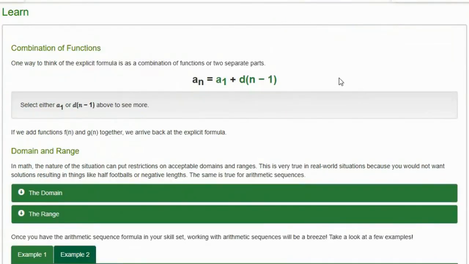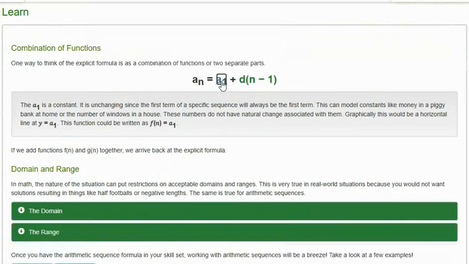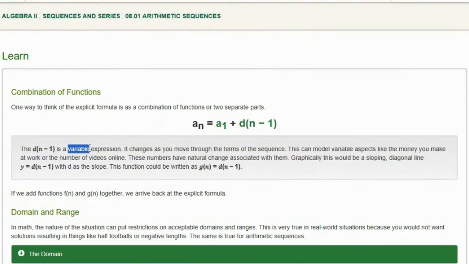They're saying really this is a combination of functions. You have a sub 1, which is just a constant, right? That doesn't change. The first term in the sequence doesn't change. Whatever that first term was, it's always going to be the first term for that sequence. D times n minus 1 is a variable. It's going to change depending on which term you're looking at. N minus 1 is going to be different, because you're going to look for the 8th term, the 12th term, the 41st term. And so this part will always be different. A sub 1 will always be the same.